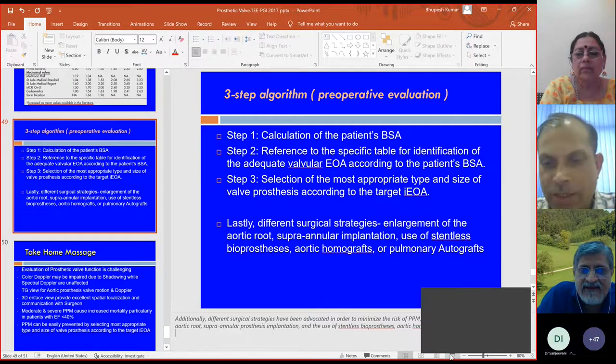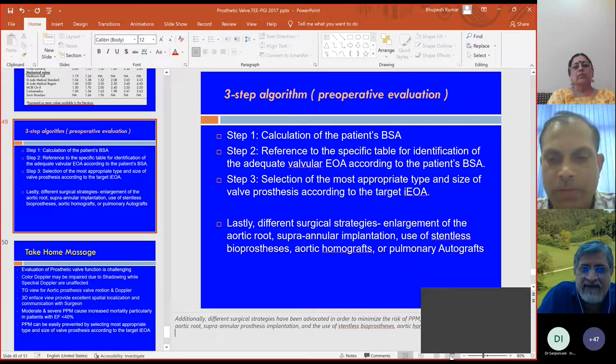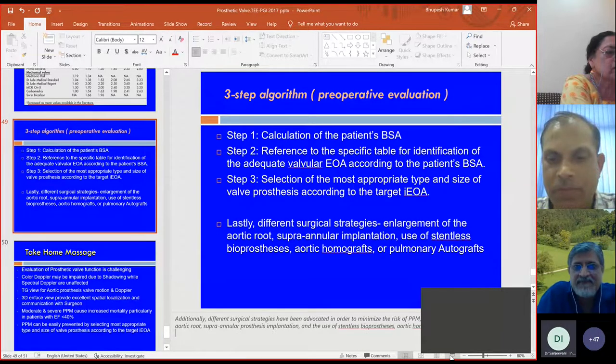Exactly, if the PPM is not addressed, then for aortic valve, the LV hypertrophy may not regress. In case of mitral valve, the pulmonary hypertension may not regress. Yes. Because the patient has come to us with symptoms, so we are supposed to address the symptoms. Correct.